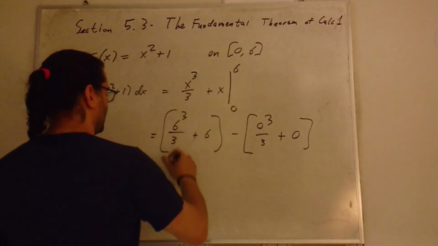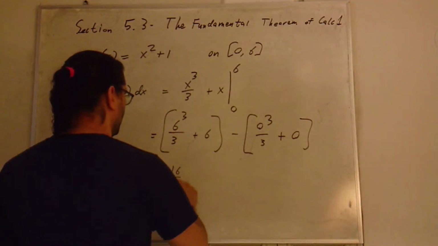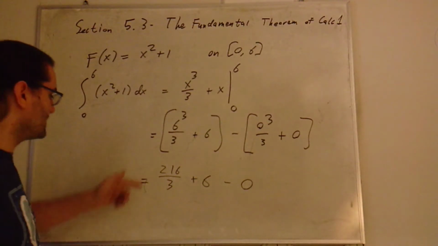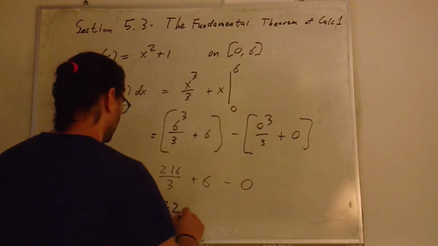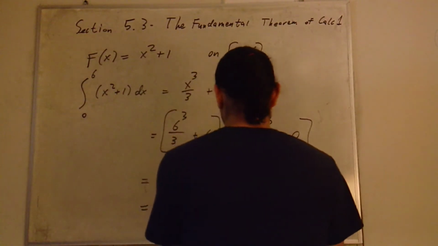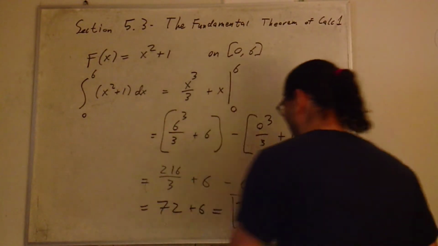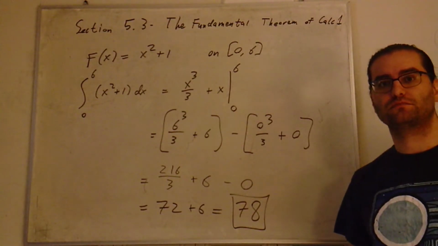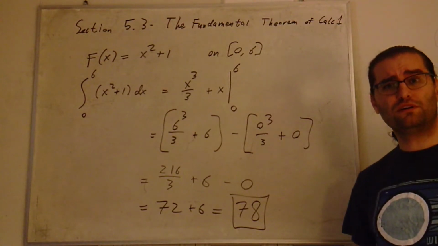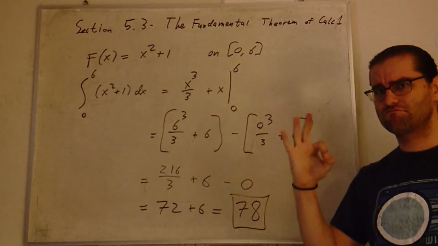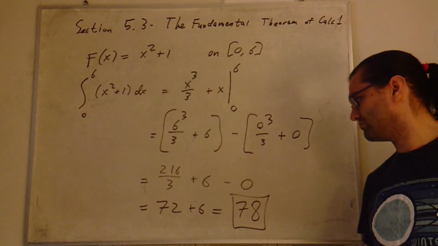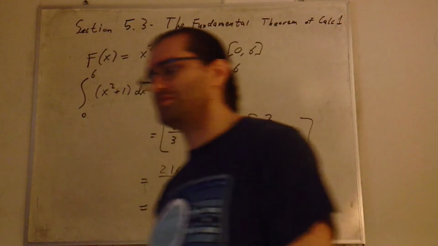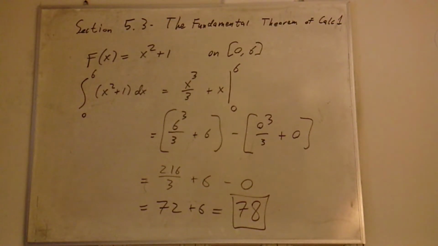This is going to be 216 over 3 plus 6 minus 0. 216 over 3 is going to be 72 plus 6. 78 is the exact area below this curve between 0 and 6. So we were really close. 79 was within 2% accuracy. Closer to 1% accuracy. That's pretty well done.